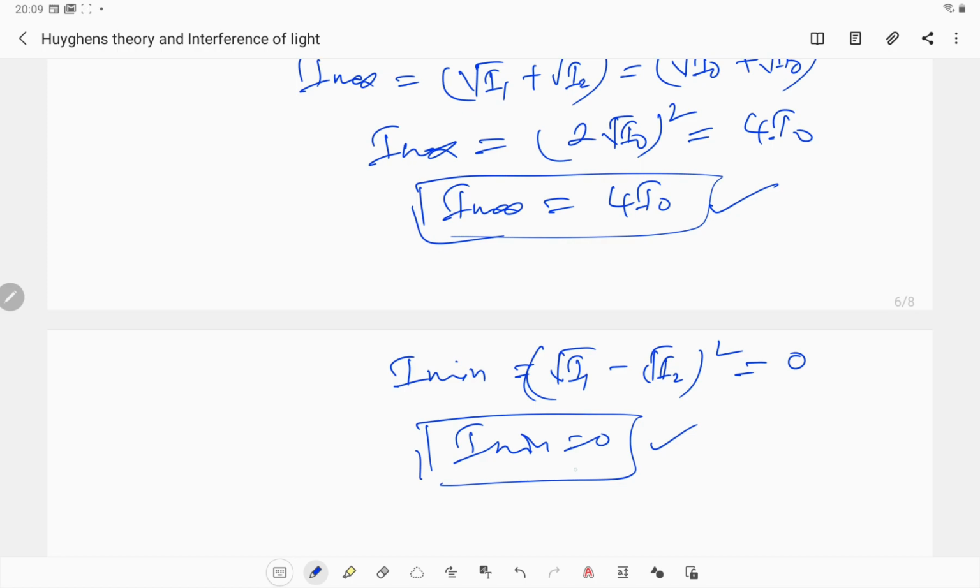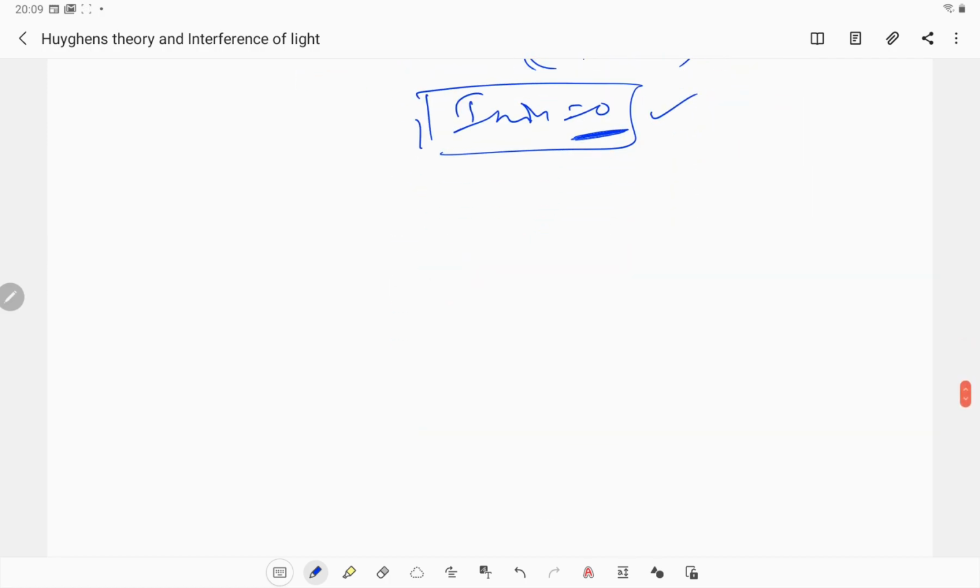Therefore I maximum is 4 I naught and I minimum is 0. So here, when an interference pattern is observed on the screen, there is a modification of intensity. The places where intensity is maximum, that is nothing but the bright band, and where the intensity is minimum, that is the dark band. If the waves have the same intensity, the bright band intensity is 4 I naught and the dark band intensity is 0. This is about constructive and destructive interference.